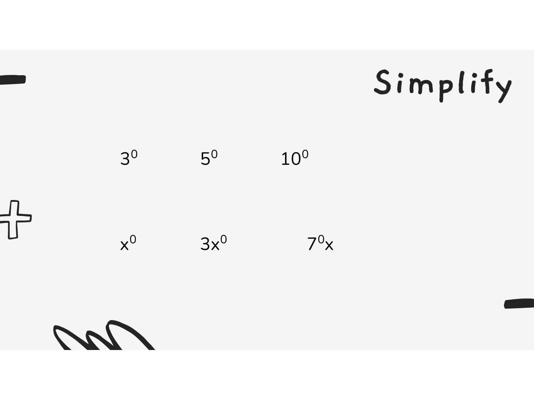So for our very first problem of 3 to the power of 0, our base right here is a 3 and our exponent is a 0. So like I said before in the explanation, anything, and I do mean anything, raised to the power of 0 is 1. So 3 to the power of 0 is the value of 1. 5 to the power of 0 is the value of 1. 10 to the power of 0 is the value of 1. Isn't this lovely and easy? X to the power of 0, again, it's 1 because we talked about anything to the power of 0 being 1.